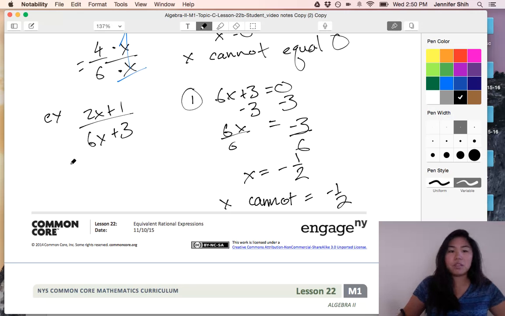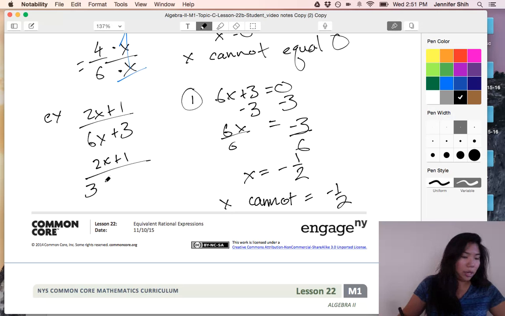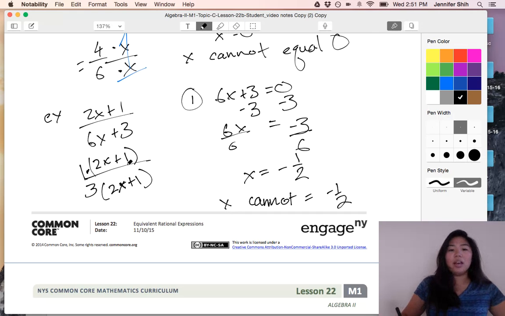Because if we plug in negative 1/2 into our denominator, it's going to turn our denominator equal to 0. So now let's simplify. And the numerator is already simplified for us. And then in the denominator, we're going to get 3, and then I'm going to get 2x plus 1. And now, because these are factors, there's a factor in the numerator, there's an invisible 1 right here, and there's a factor in the denominator. Now I can cancel out the 2 factors to get left with 1/3.